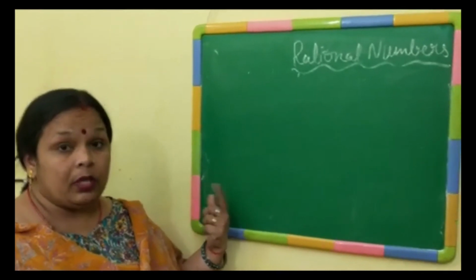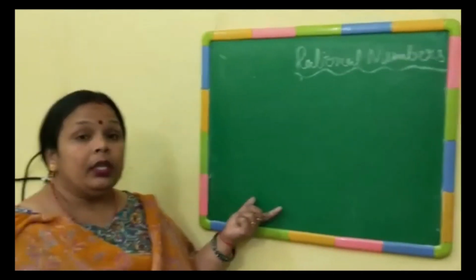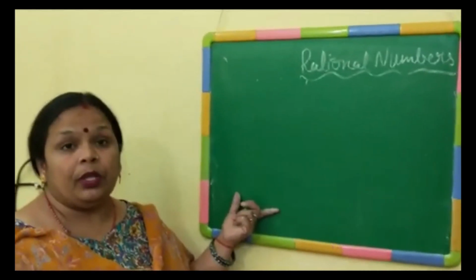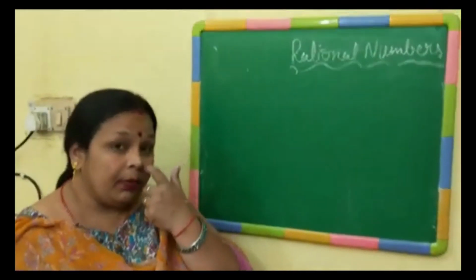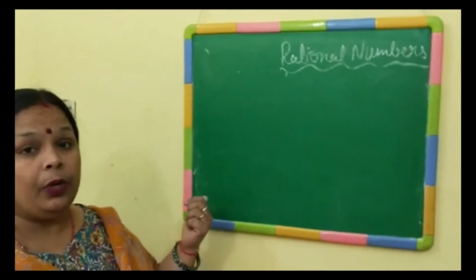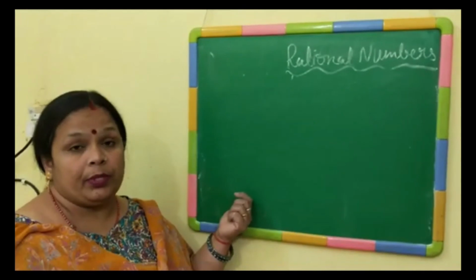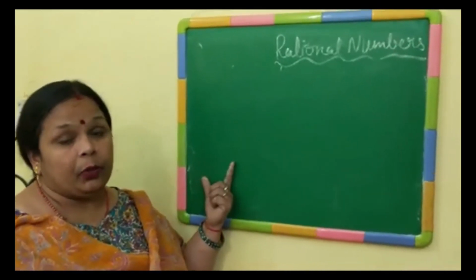We also learned how to compare and say whether rational numbers are equal or not, that is, the product of the numerator of the first one and the denominator of the second one. If a by b and c by d are two rational numbers, then a into d is equal to b into c. If this is satisfied, we can say that the rational numbers are the same. Apart from that, we have learned about the property.